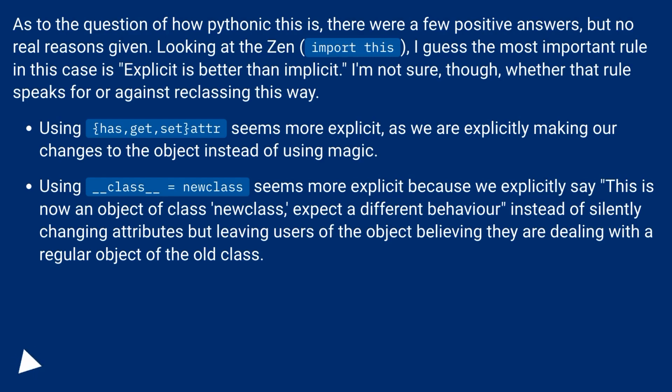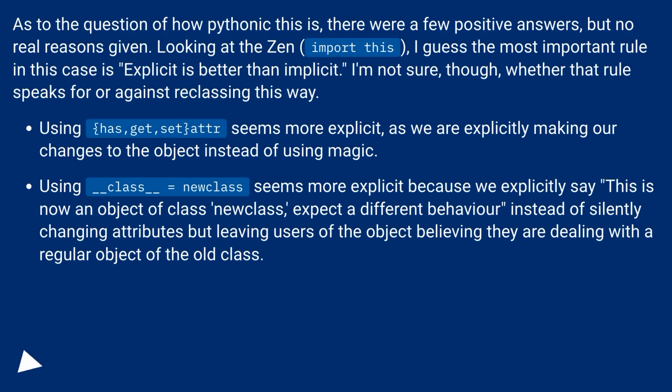As to the question of how Pythonic this is, there were a few positive answers, but no real reasons given. Looking at the Zen, import this, I guess the most important rule in this case is explicit is better than implicit. I'm not sure, though, whether that rule speaks for or against reclassing this way.